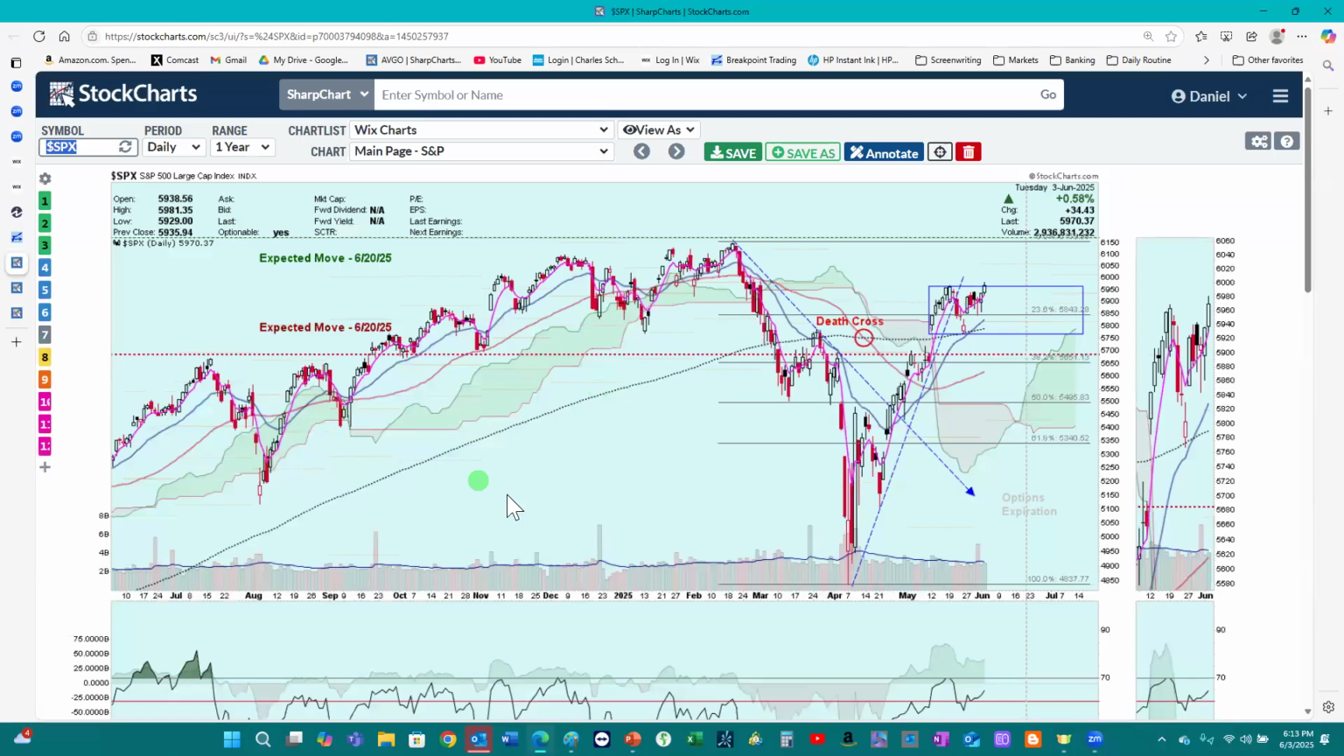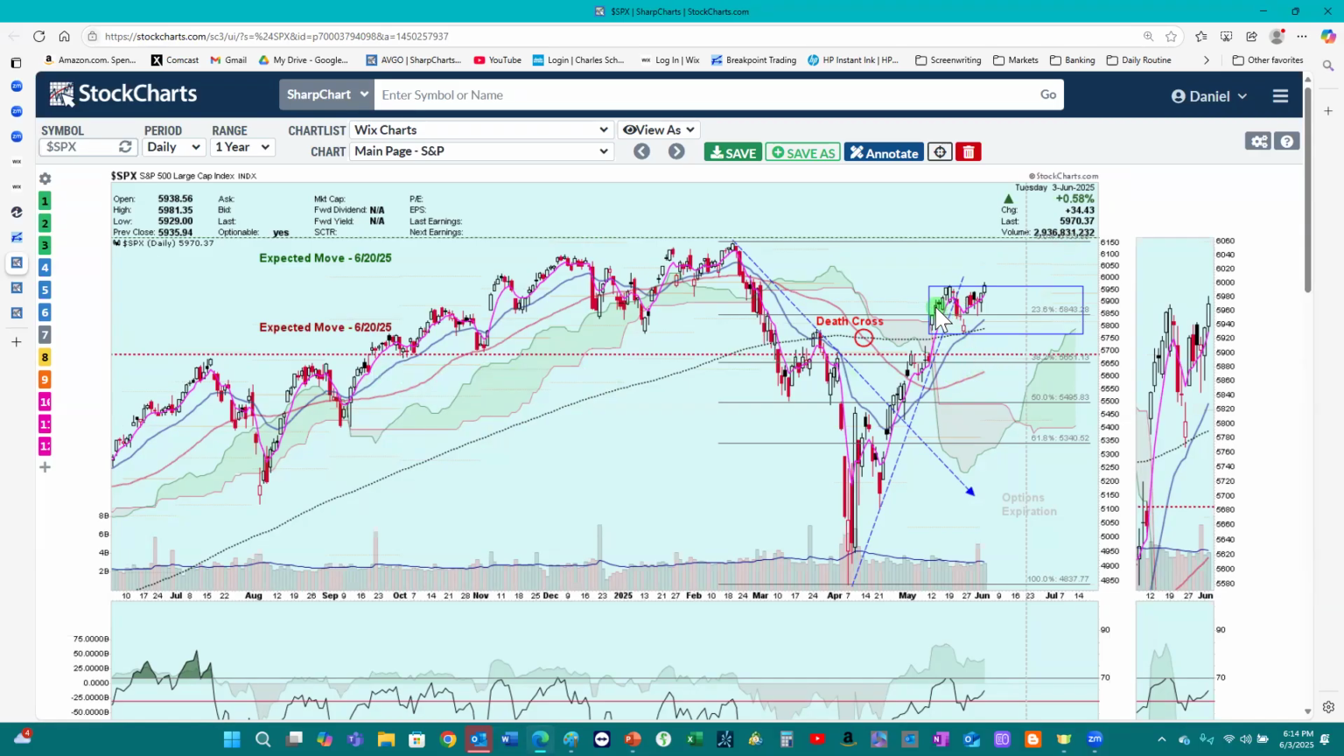As I mentioned at noon today, I have included now the expected move between now and options expiration. So this gray vertical line here is options expiration on June 20th. And the green line, which is a little bit above the chart, but it's pretty much right where this high is right here. So that's the expected move to the upside, and the expected move to the downside is down here where this red line is.